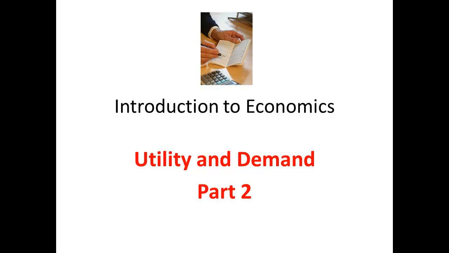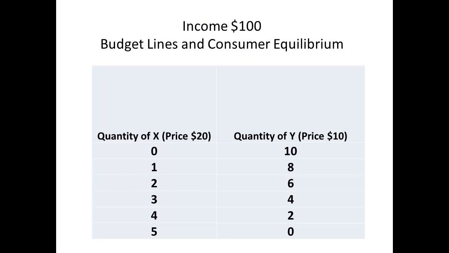This podcast is the second of two podcasts on utility and demand. In our first podcast on utility and demand, we introduced the idea of indifference curves and a budget line. In this second podcast, we shall continue to develop those ideas. The table shows the quantity of X and the quantity of Y that can be bought with a given income of $100. We are looking at the combinations available when the consumer is choosing between the two goods.